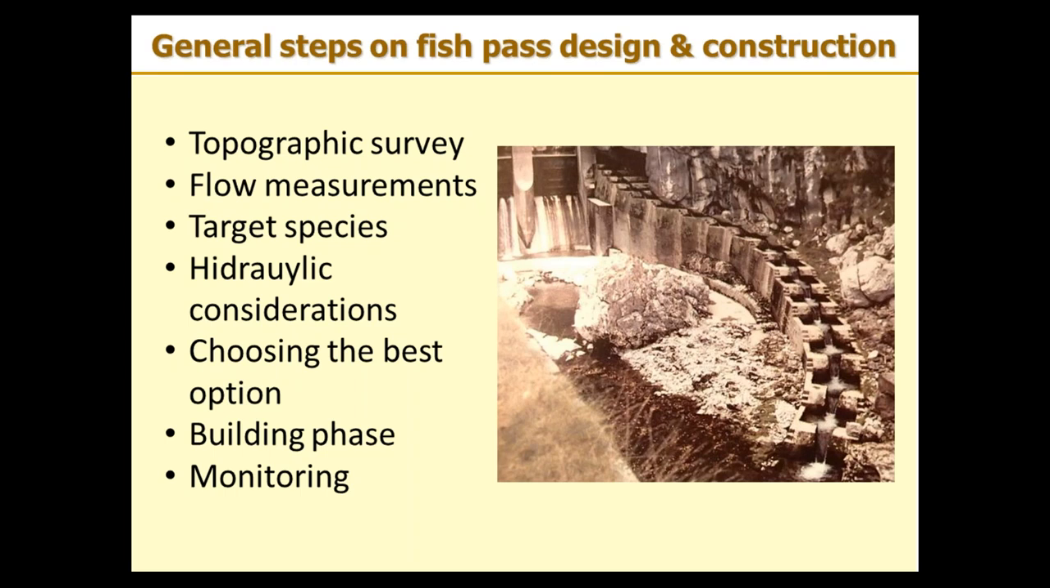Then the general steps of fish pass design are: a topographic survey, which is basic to do a good design; flow measurements, and how this flow affects water level, headwater level and tailwater level, considering the barrier, the dam; what the target species are; what the hydraulic considerations through the pass are; how to choose the best option; how to face the building phase, because it's very difficult to build in a river because water will prevent us from working easily; and at the end, monitoring the fishway to know if it really works.